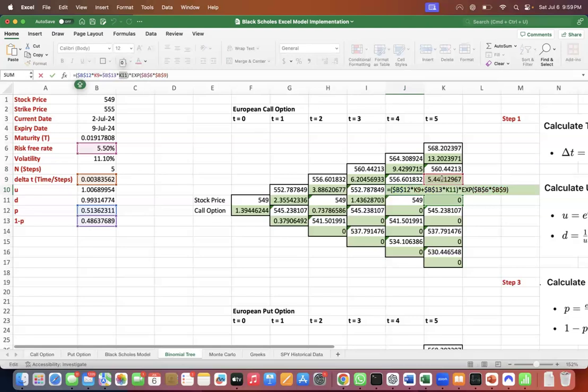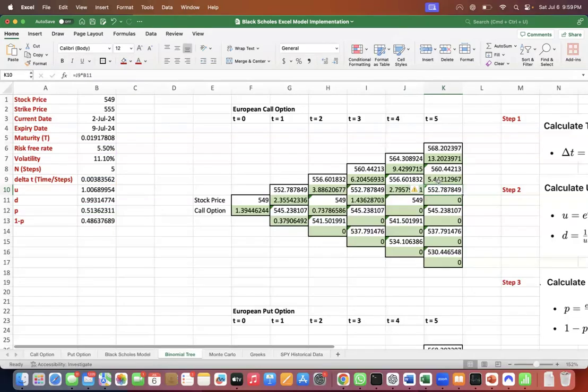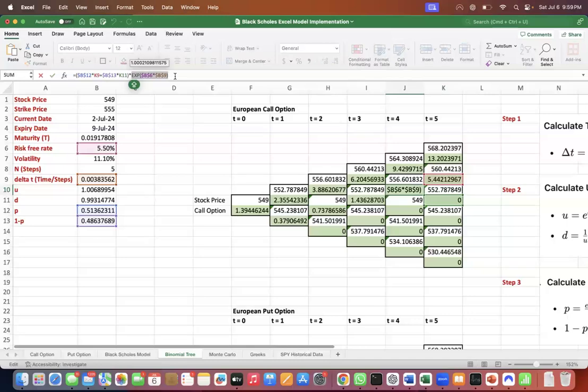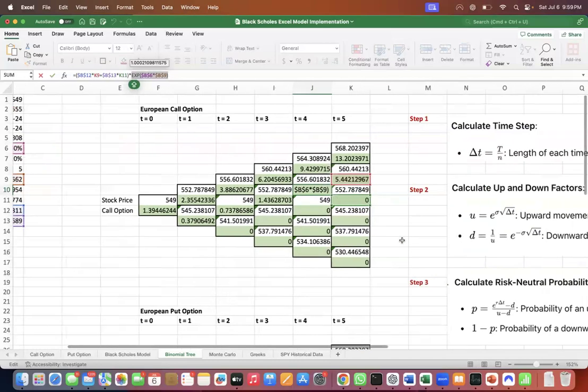So this is k9, which is the option price here, and then we are multiplying 1 minus p with the option price here. Once you multiply it, you multiply the whole with exponential of r delta t.